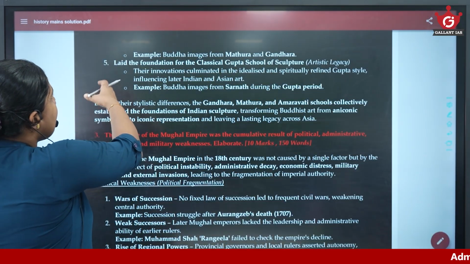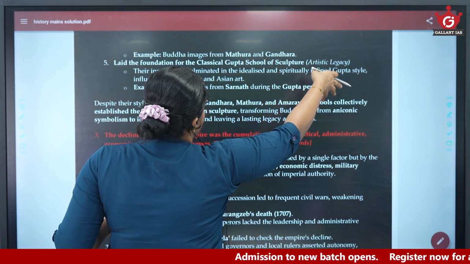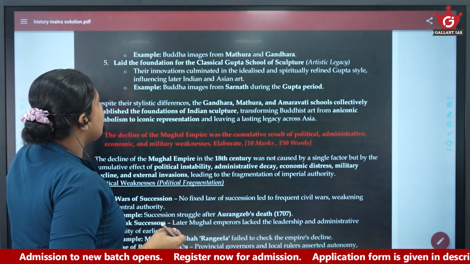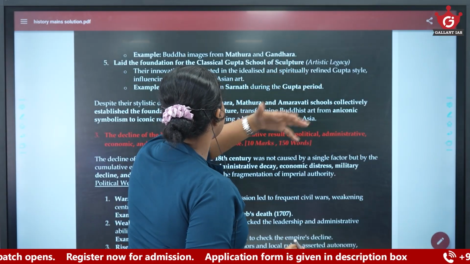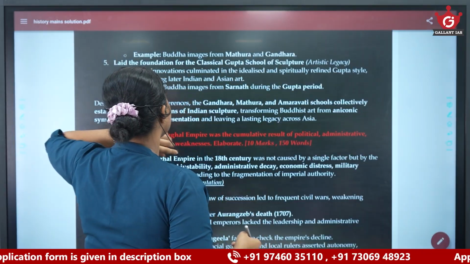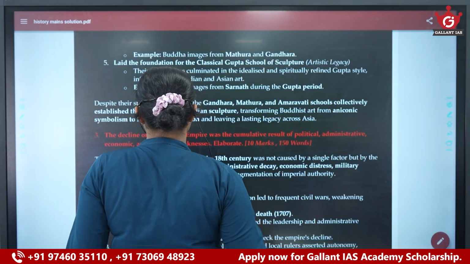Fifth point, they laid the foundation for the classical Gupta school of sculpture. That legacy was later carried by the Guptas. Their innovations refined the later Gupta style, influencing later Indian art and artisans. For example, Buddha images from Sarnath during the Gupta period can be given.